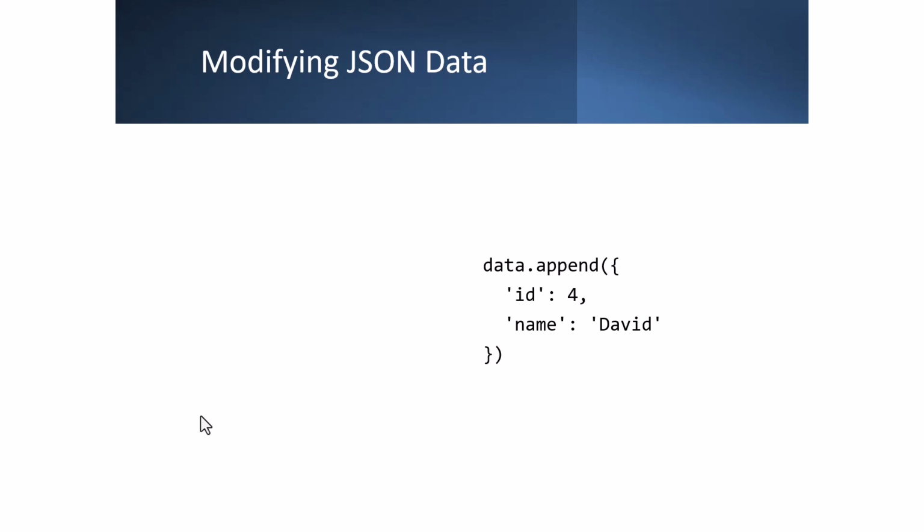Now we'll modify JSON data. After loading JSON, modifying the data is simply a matter of updating Python lists and dictionaries. There is no special JSON-specific API required at this stage. We just update the list. So with data.append, we are appending this data, ID and name.